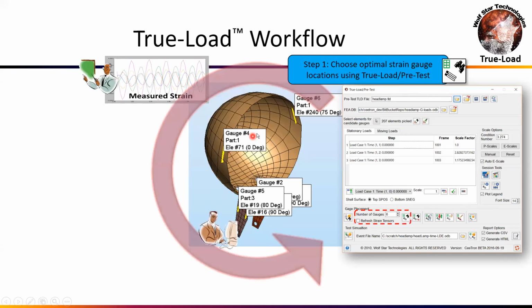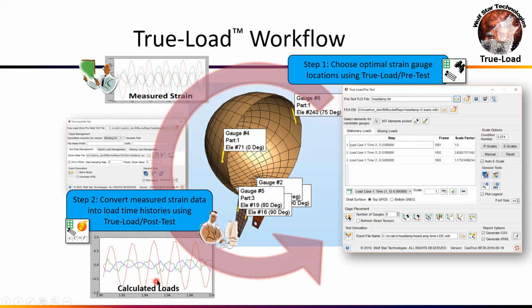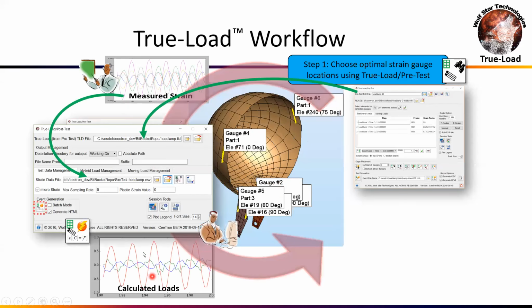It shows him a position and a line showing the orientation of each gauge. Once he's happy with that gauge placement, he goes off and places the gauges on the physical part and collects some measured strain data. The whole idea now is to take this measured strain data and turn that into loads. He's going to do that with the TrueLoad post-test software. In post-test, we bring in the file from pretest that has that C matrix in it. We bring in the strain data from test. We basically push this magic button here to generate the loads. It's really that simple.